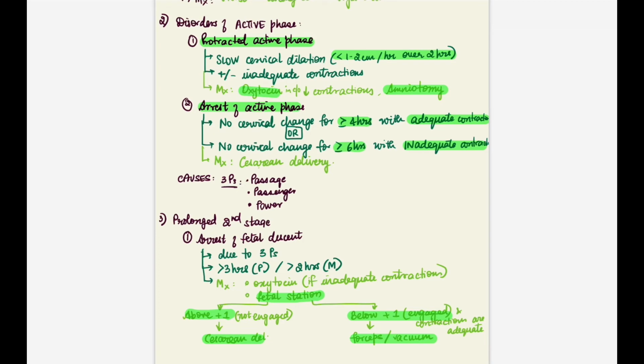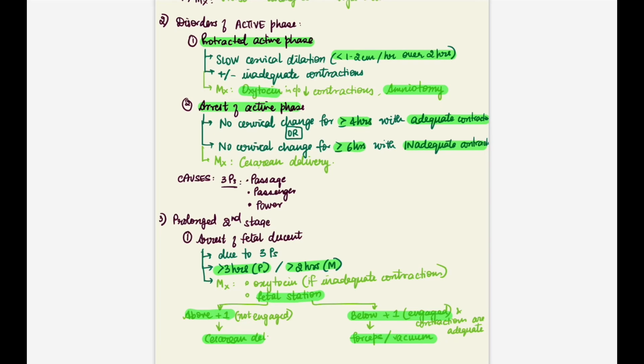And definition wise, you call it a prolonged second stage of labor if the second stage has lasted for more than 3 hours in a primary and 4 hours if it is with epidural, more than 2 hours in a multi, and 3 hours if it is with an epidural.